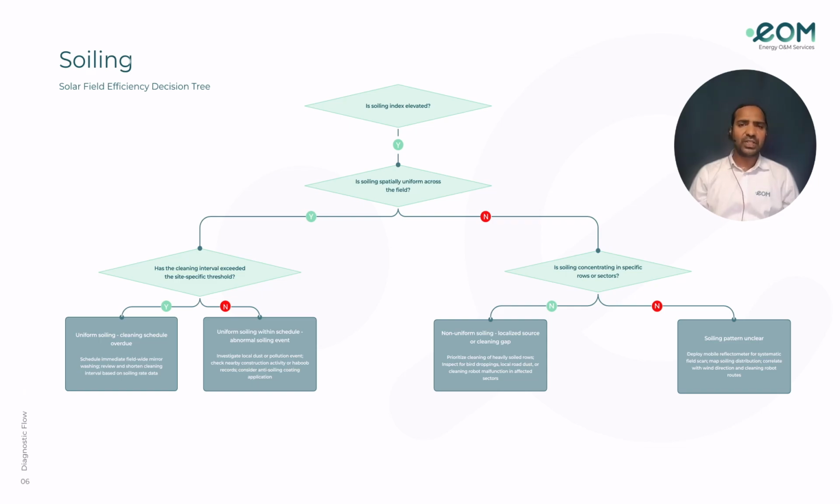If the soiling pattern still remains unclear, a systematic field reflectivity survey becomes necessary. Mobile reflectometers are particularly useful because they allow operators to map contamination distribution and correlate it against wind direction, terrain conditions and cleaning routes. Now that optical contamination has been covered, let's move into HTF related issues.